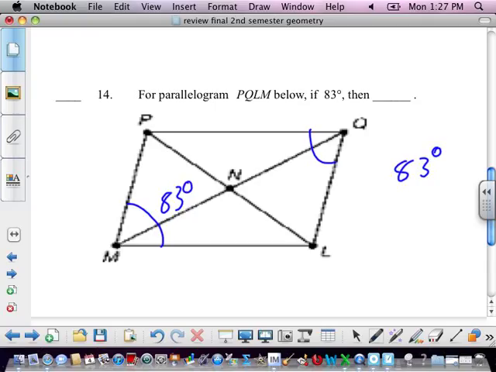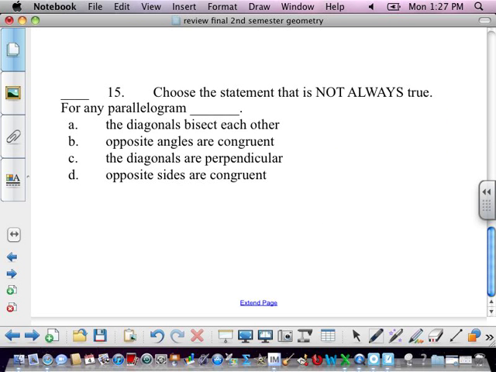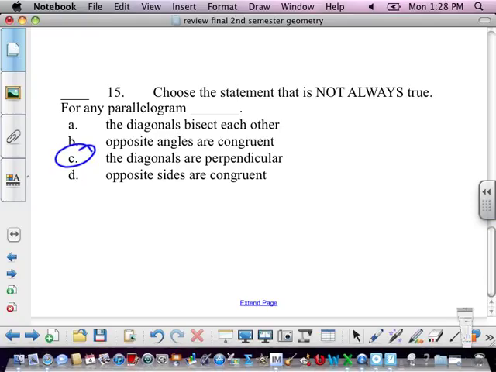All right. Let's look at 15, and I'll let you work on the rest. Choose a statement that is not always true. For any parallelogram, the diagonals bisect each other. Opposite angles are congruent. The diagonals are perpendicular. Opposite sides are congruent. C. All right, ladies and gentlemen, you can go ahead and work on 16 through 30.